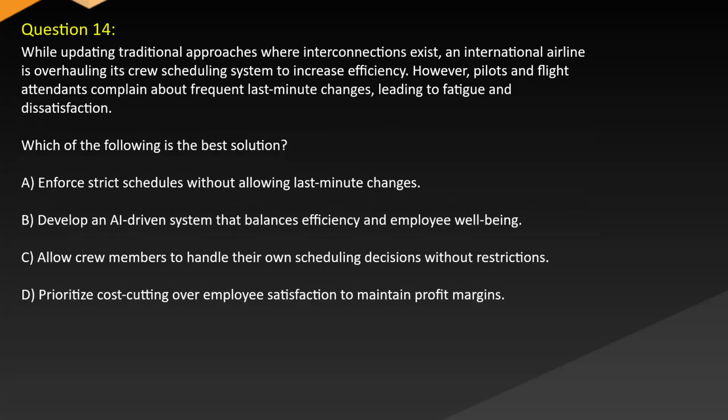Question 14. While updating traditional approaches where interconnections exist, an international airline is overhauling its crew scheduling system to increase efficiency. However, pilots and flight attendants complain about frequent last-minute changes leading to fatigue and dissatisfaction. Which of the following is the best solution? A. Enforce strict schedules without allowing last-minute changes. B. Develop an AI-driven system that balances efficiency and employee well-being. C. Allow crew members to handle their own scheduling decisions without restrictions. D. Prioritize cost-cutting over employee satisfaction to maintain profit margins.